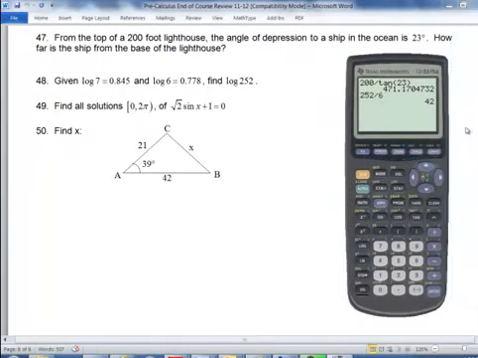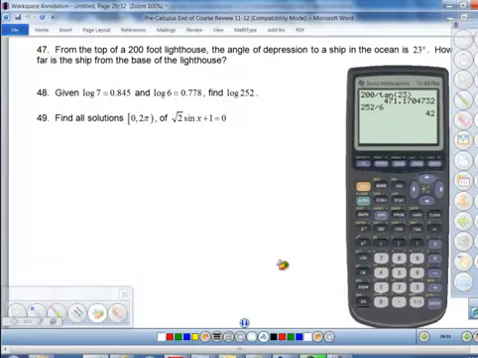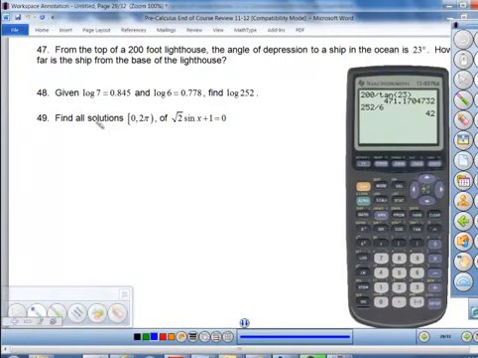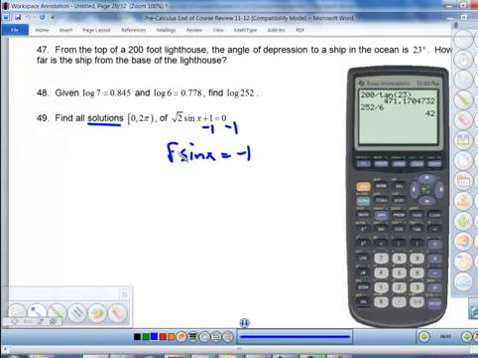Okay, so 49. Just like that previous problem, it says solve. So find all the solutions from 0 to 2 pi, but not actually 2 pi. So all I'm going to do is just subtract 1 from either side. So I have sine x equals -1, and then that radical is right there. To get rid of the radical, we're just going to divide both sides by radical 2.